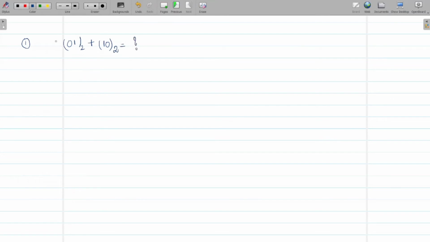Okay. So 01 and 10. So 1 plus 0, 1 plus 0 is 1. Sum is 1. There will be no carry. 0 plus 1, sum is also 1, and there will be no carry. So this is the result.